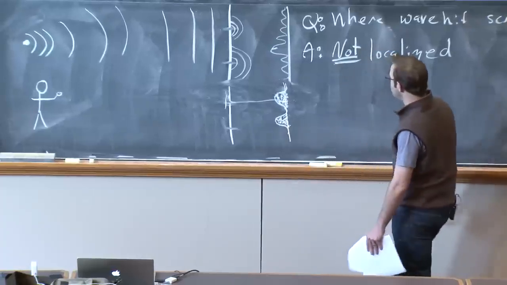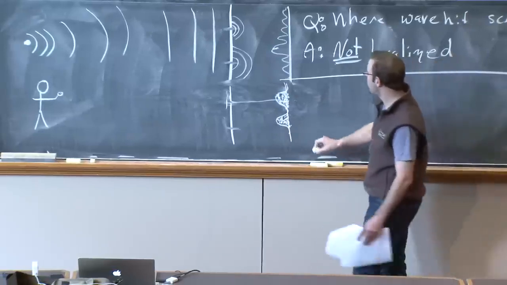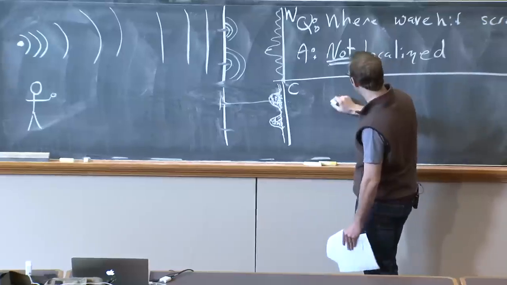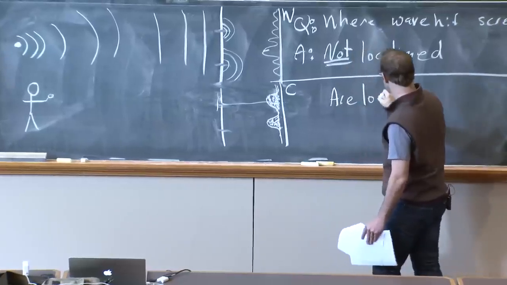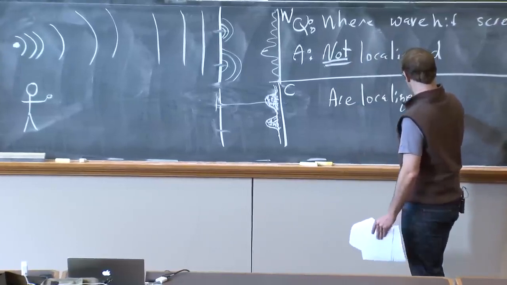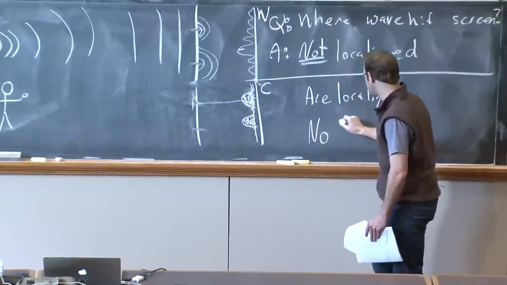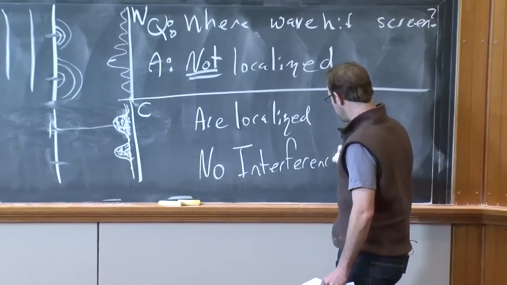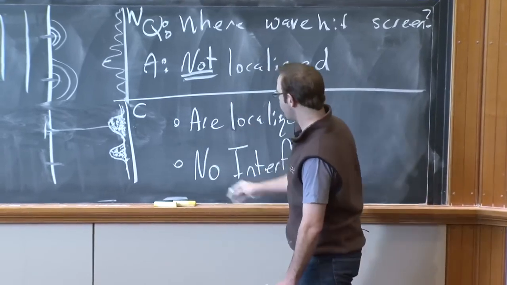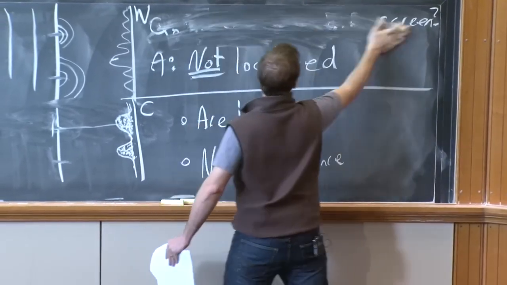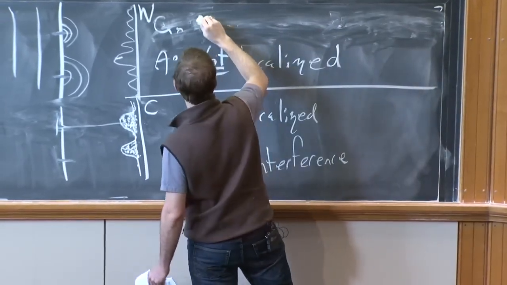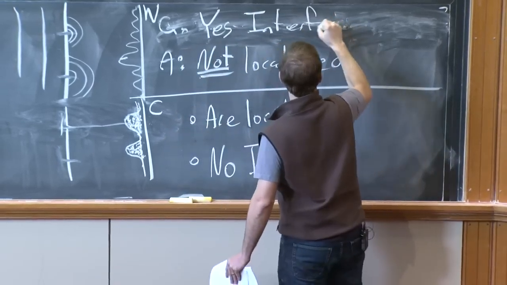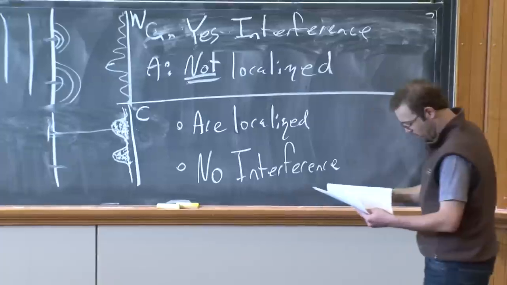So this is for chunks, or localized particles. They are localized, and as a consequence, we get no interference. For waves, they are not localized, and we do get interference. Yes, interference. Okay.